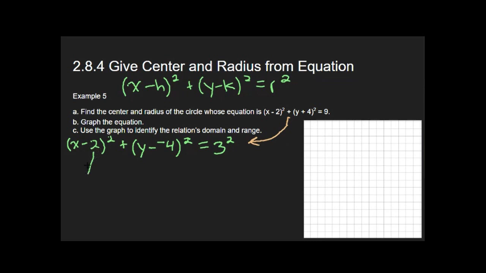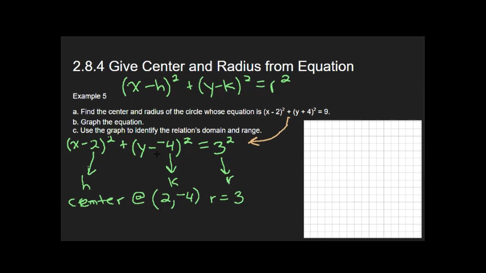So this is our h, this is our k, and this is our r. Therefore, we know that the center is at (2, -4). And we know that the radius is equal to 3 units. We don't know what units those are, but we have found the center and the radius.